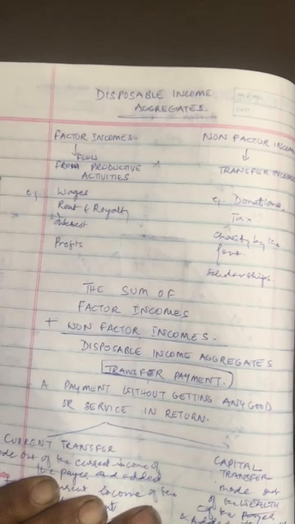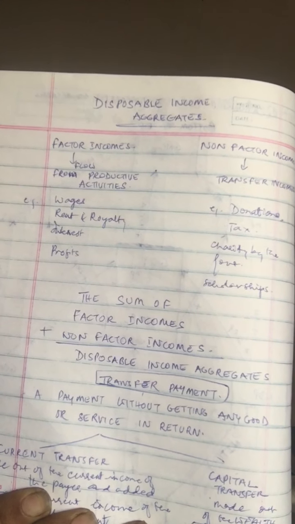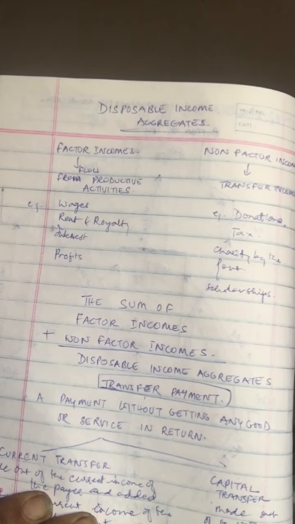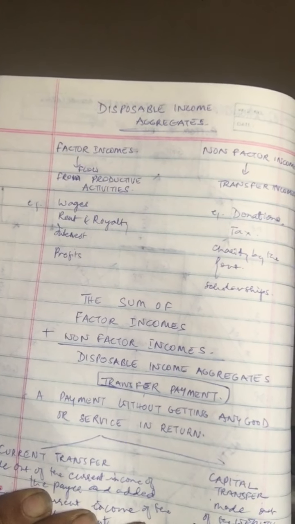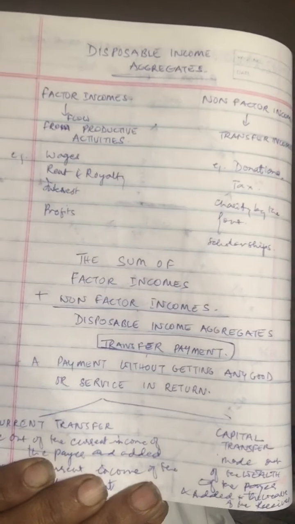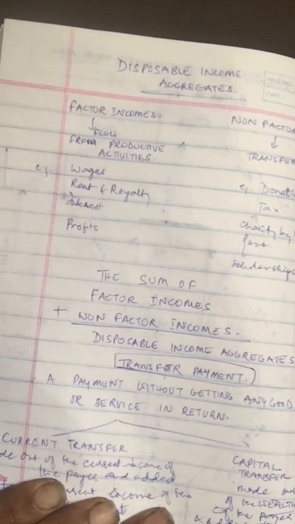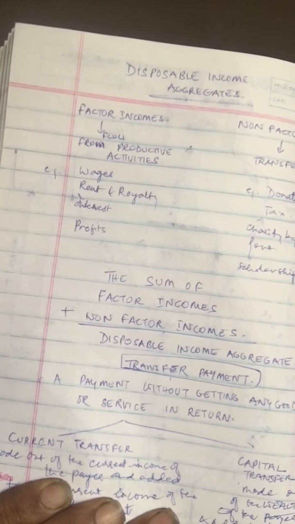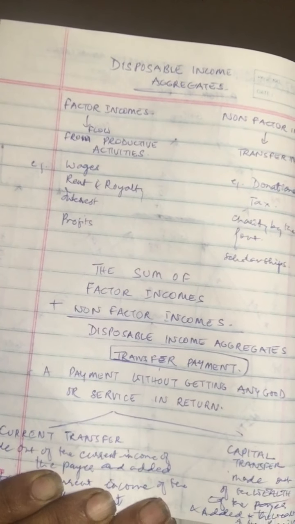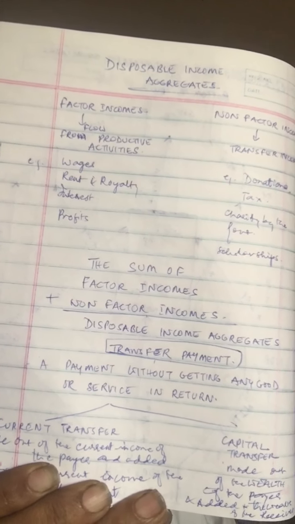So we are going to talk about disposable income aggregates. There are many aggregates woven around disposable income. And talking about non-factor incomes, they are made up mostly of transfer incomes. So it's important to revise a little about transfer incomes. So what are transfer incomes? Transfer incomes are a transaction in which the payer provides a good, service or asset without receiving from the recipient any good, service or asset in return. So that's a transfer.